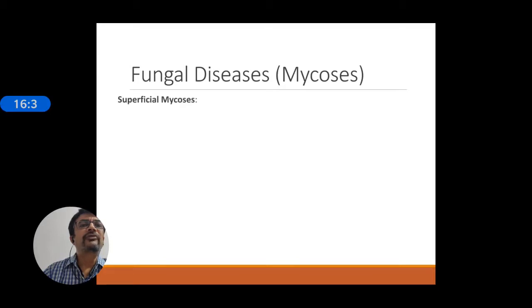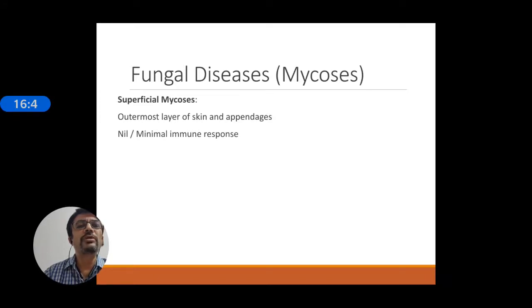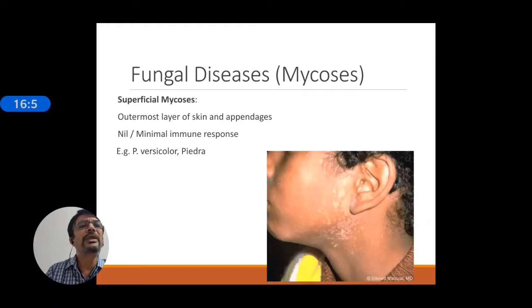So if we start first with superficial mycosis, it involves the outermost layer of skin and its appendages. There is no or very minimal immune response. The diseases are basically of low virulence, mild, and of cosmetic importance only, like pityriasis versicolor. Here the disease is this. Piedra, which is nodule formation on hair. So these are examples of superficial mycosis.